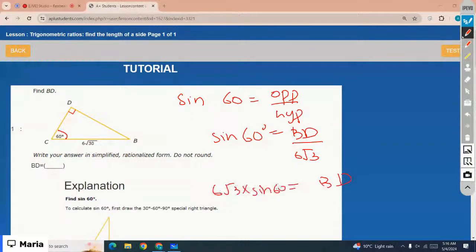So let me just do the calculations. That is 8.99. So BD is almost 9, right? The correct option is 9. So BD equals 9.